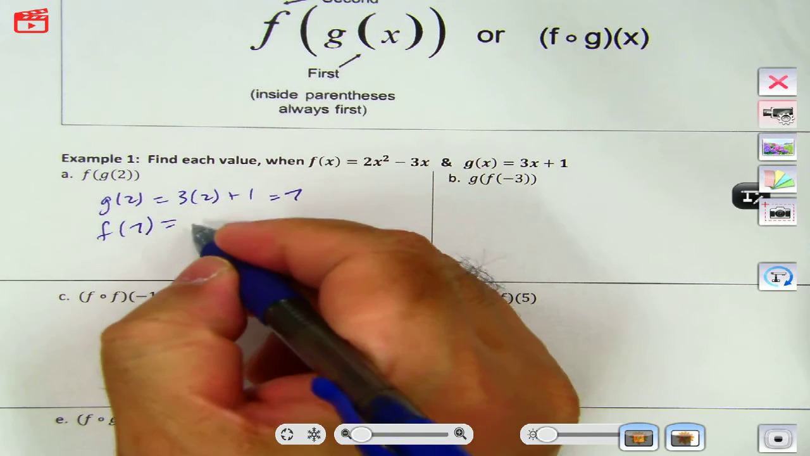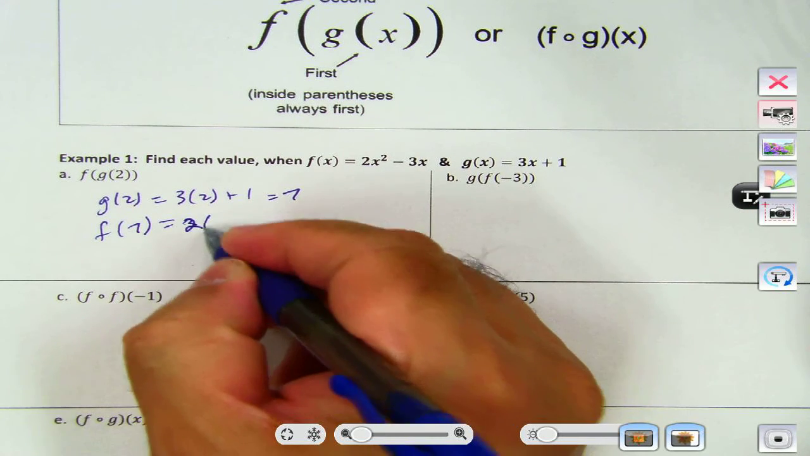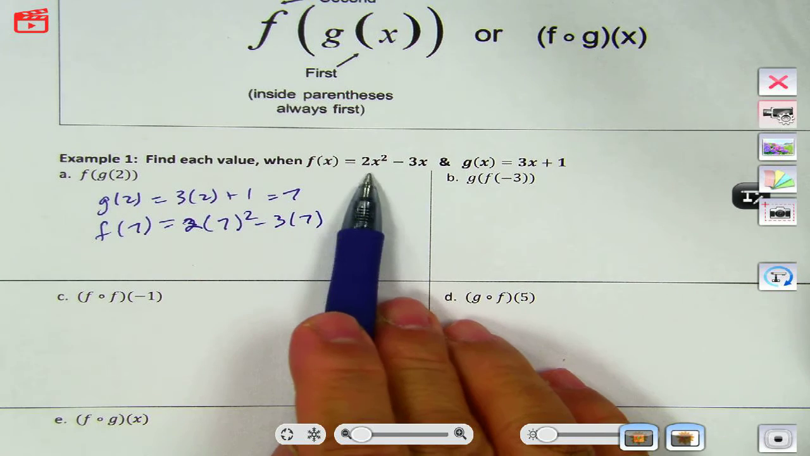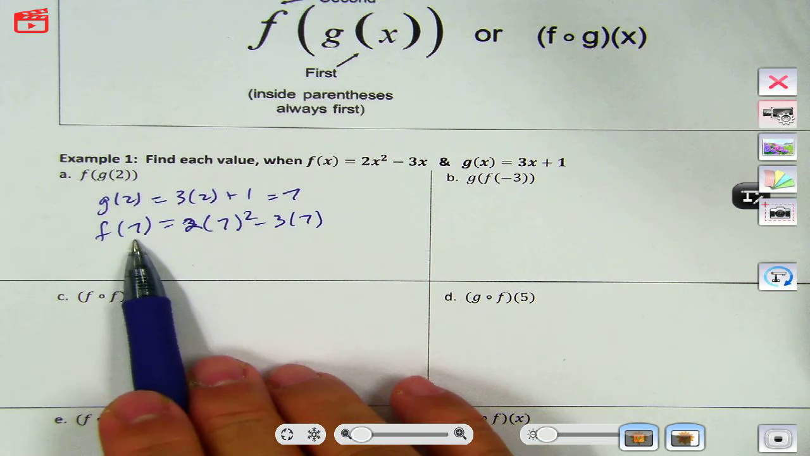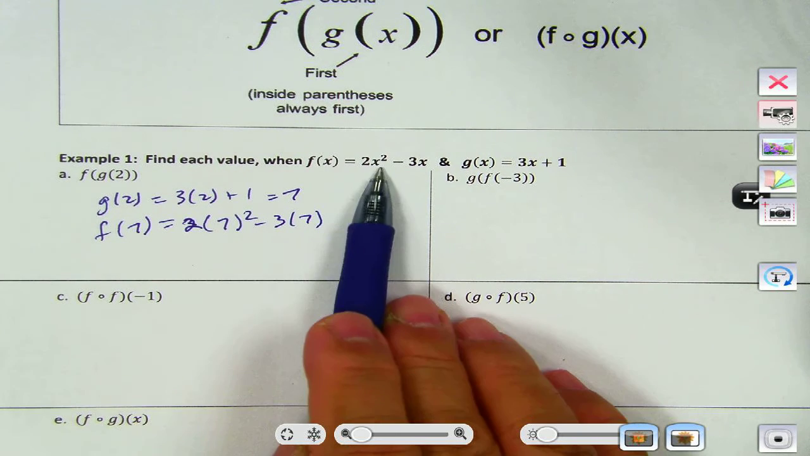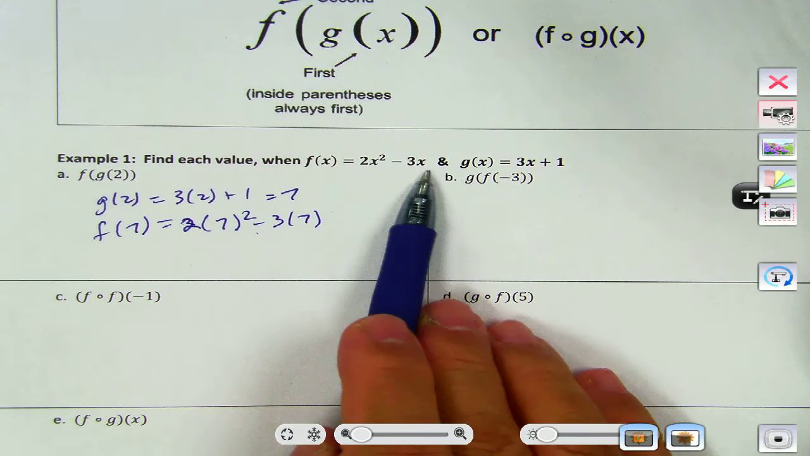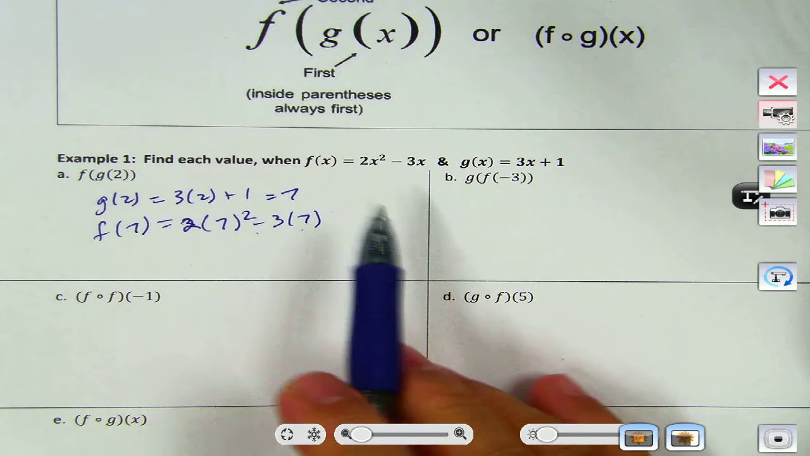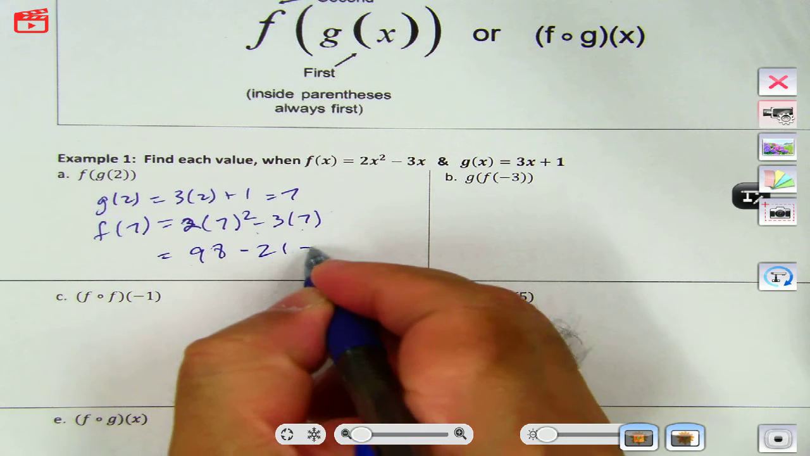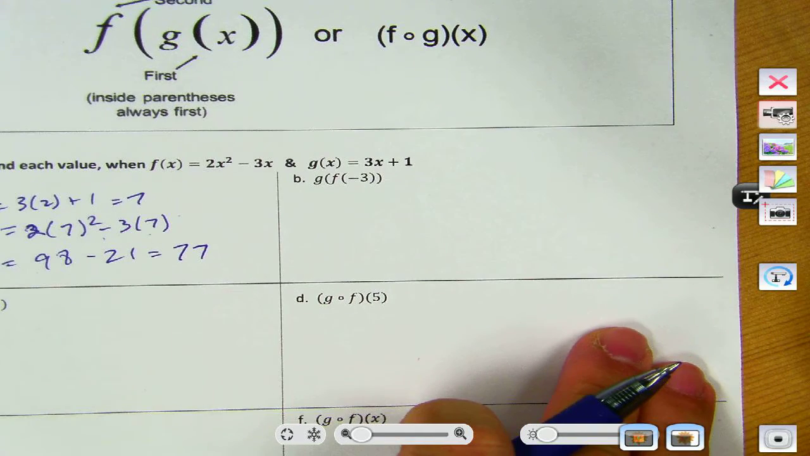So that's going to be 2, 7 squared minus 3 times 7, right? So this 2 is that 2. 7 is what I got from the previous value. The exponent of 2 is outside the parentheses because of that x squared, minus 3, and then the x again, so put 7 again. And then you work that out. This is going to be 98 minus 21, which is 77. That's A. Let's go on to B.